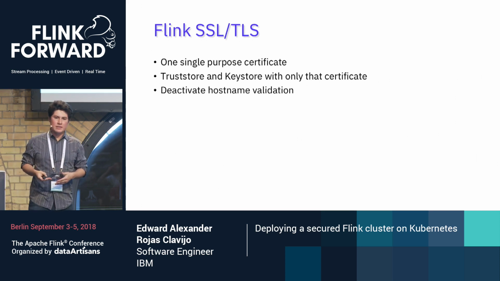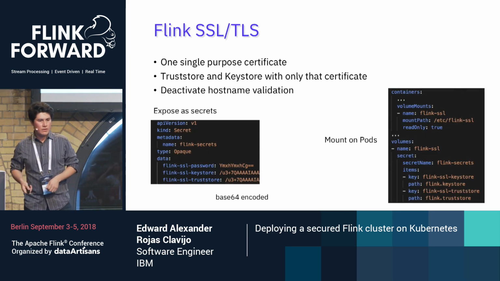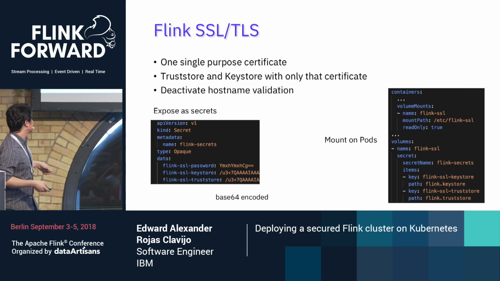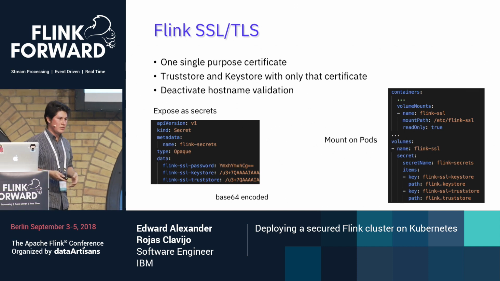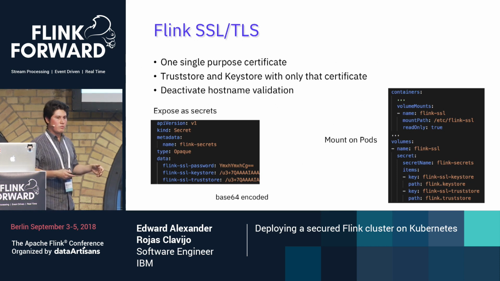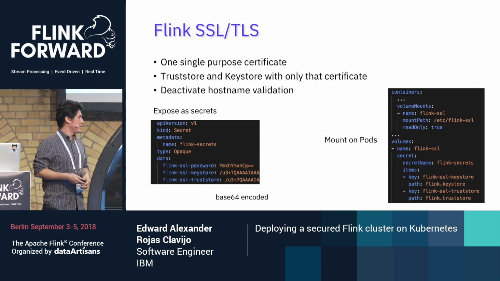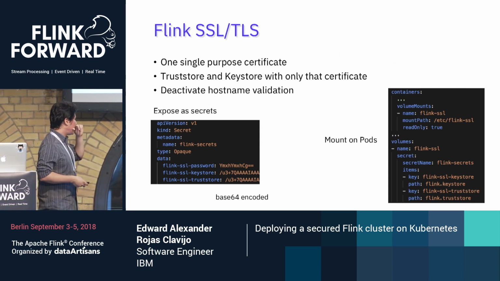Well, now that we have the certificates, how do we expose them to all the cluster components? So we use Kubernetes secrets. We create a secret that includes the Keystore and the Truststore that have inside the trusted certificate, as well as the passwords that we use to be able to use this Keystore and Truststore. When we create secrets in Kubernetes, the values have to be base64 encoded, and then to serve these files on the different pods, we mount them with this syntax.